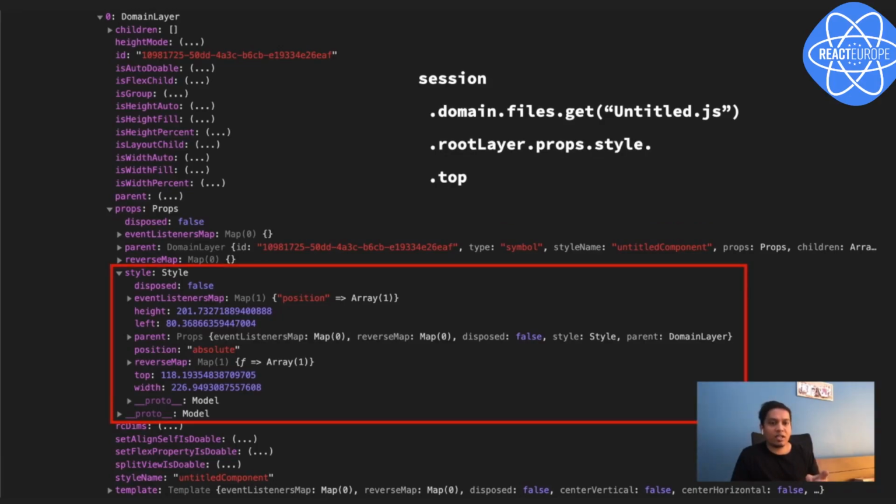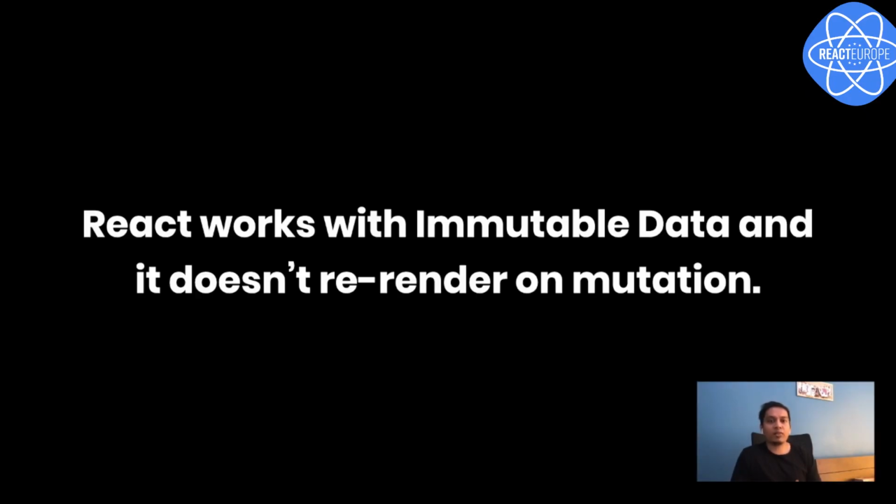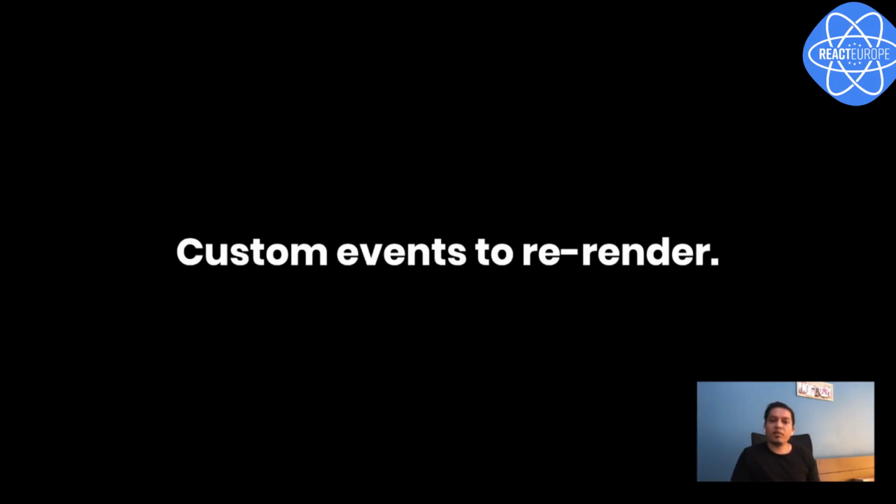Each layer has a property called props, and inside that we have a property called style, which has top, left, width, height properties. So the API, or this tree structure of style props, is very similar to how the React Native API works. But there was a problem. React works with immutable data, and it doesn't re-render on mutation. So we had to implement a custom event emitter and handlers for re-renders on data change.